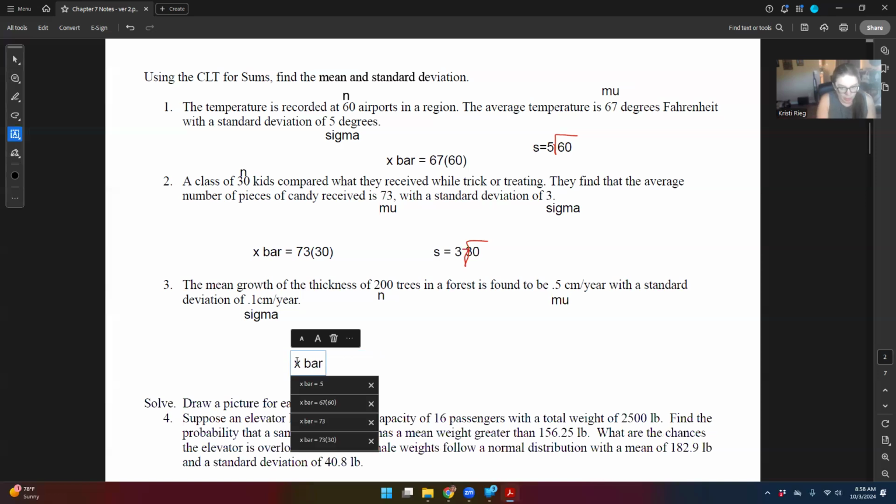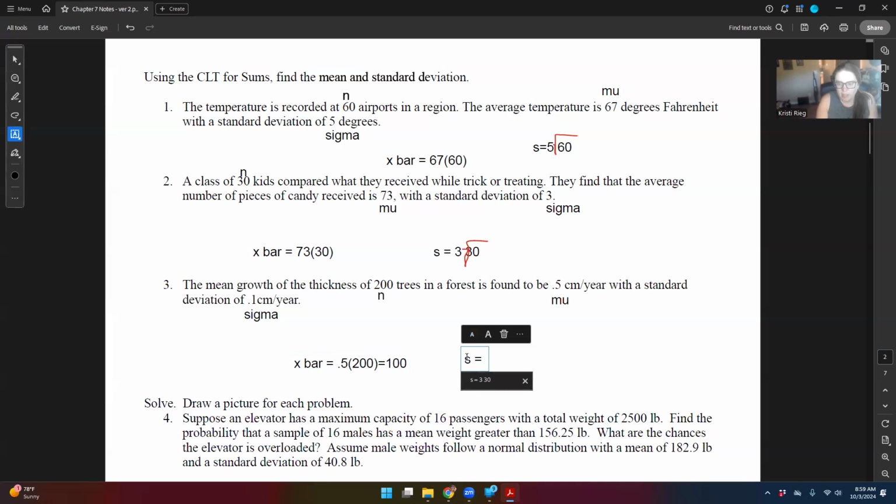Using the central limit theorem for sums, we get that x bar equals mu times n. And this one, a half of 200, you could write 100, that's fine, whichever way you want to write it. That one, there's no rounding, so that one was real easy. Even 67 times 60 is real easy to put in your calculator. I just can't do it in my head.